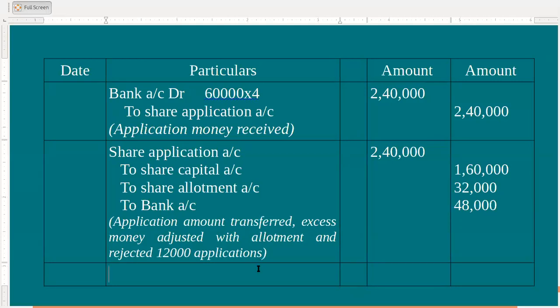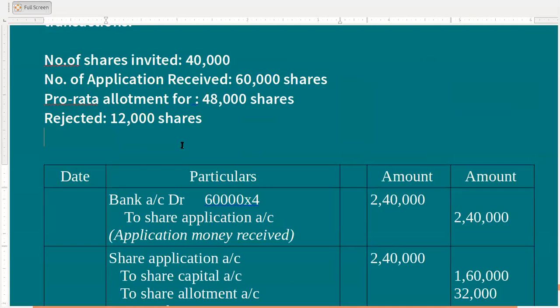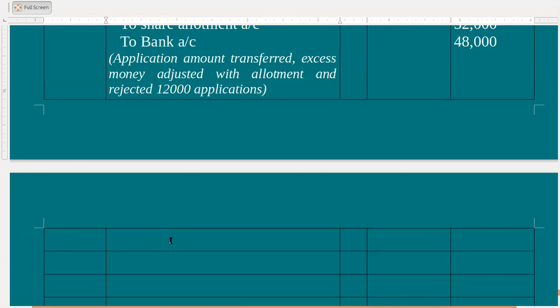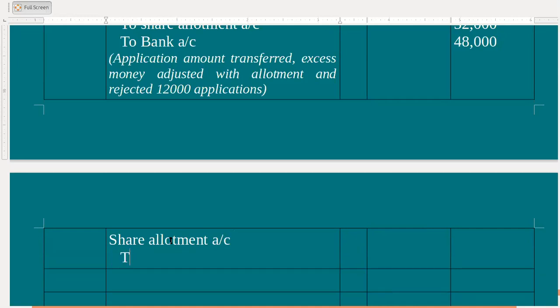Now, the third journal entry. Fadil, can you tell me the third journal entry? Yes, sir. Share allotment account debit to share capital account. Okay, very good. How much amount? We should include premium, right? Yes.